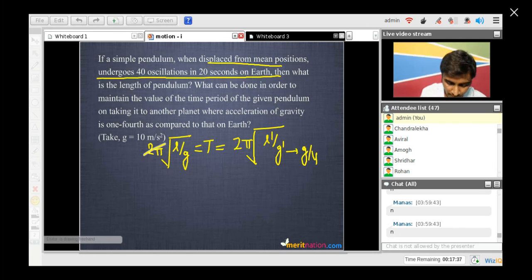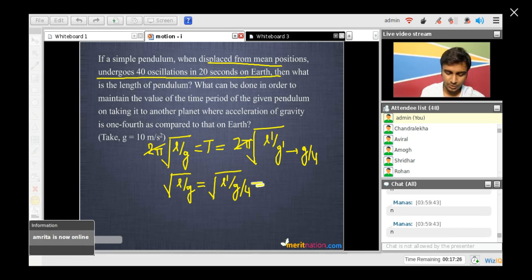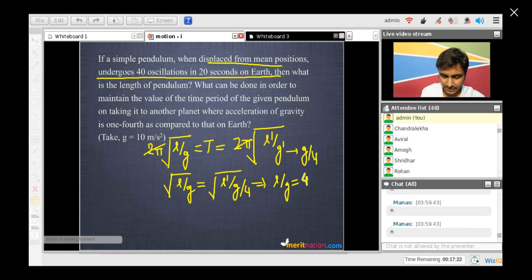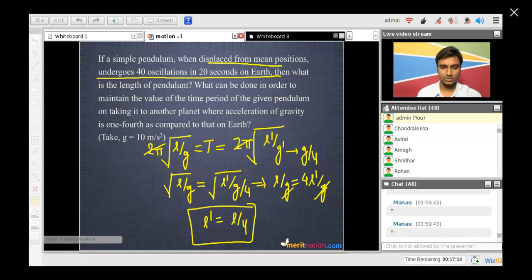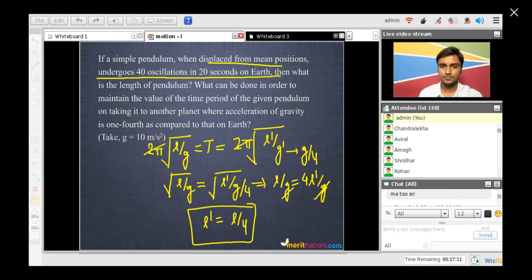So you can cancel out 2 pi and 2 pi. You will get under root L upon G is equal to under root L dash upon G by 4. So from here you can write L upon G is equal to 4 L dash upon G. You cancel G, you get L dash is equal to L upon 4. Okay, now is it clear to every one of you?